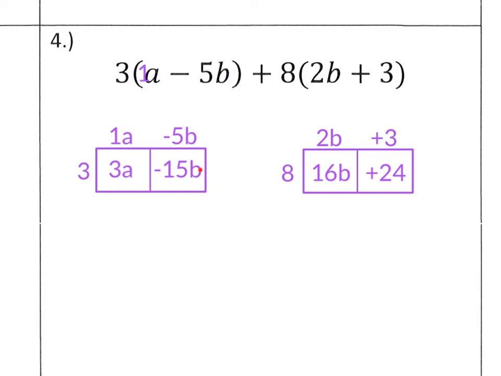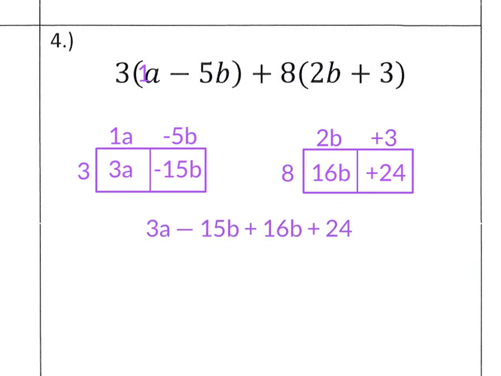So the 3a minus 15b, and then plus the 16b plus 24. So we're putting these two together because that's these we were distributing. We multiplied the 3 times both of these to give me 3a minus 15b. So that's what we rewrite that one as. And then I also have plus 8 times 2b plus 3, which became the positive 16b plus the 24. So that's how we rewrote everything that was in the original.